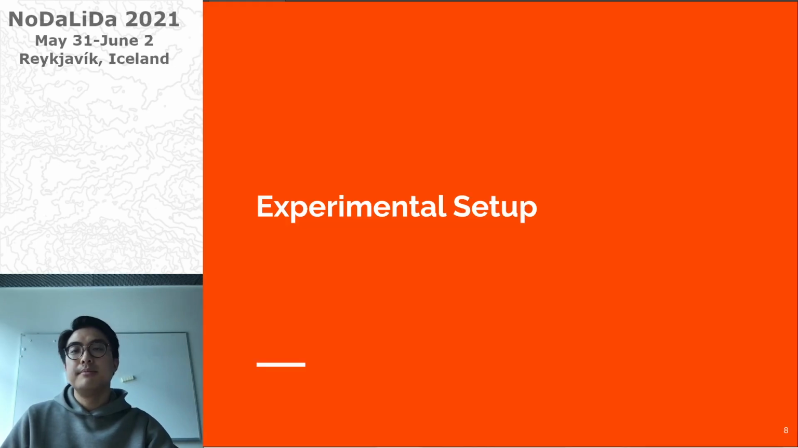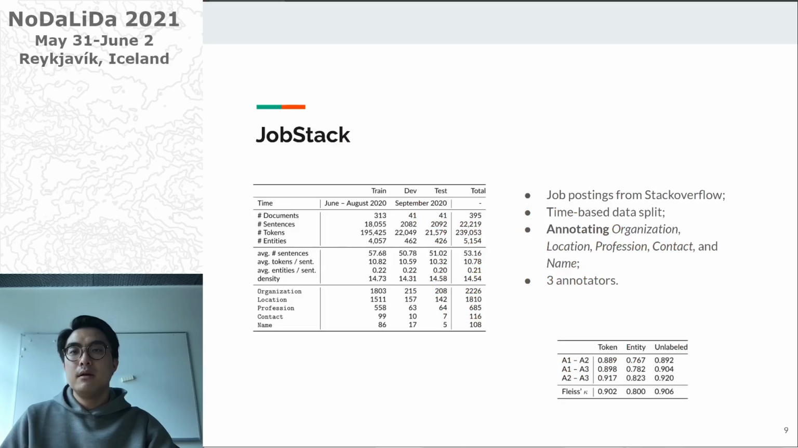Onto our setup. We introduce JobStack, where we annotated 395 job postings from Stack Overflow with five entities, namely location, organization, profession, contact, and name.